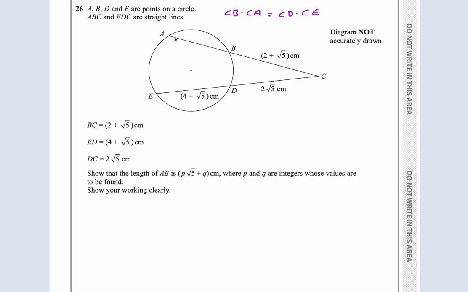We're trying to find this length here, AB. So let's call it X. So I can say CB. CB is 2 plus root 5. That's this. Times CA. Let me do that again. I'm going to go this times this. I'm going to start with the C. Yeah, the CB, 2 plus root 5, CB times CA. Now this is 2 plus root 5 plus X, because the total length from C to A is 2 plus root 5 plus X. So I've added in the X.